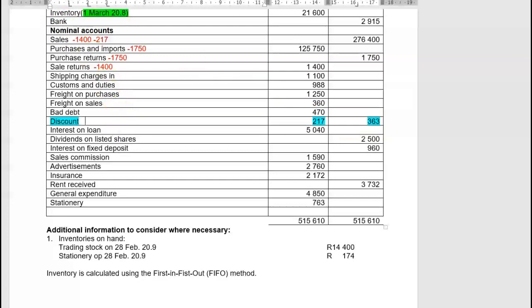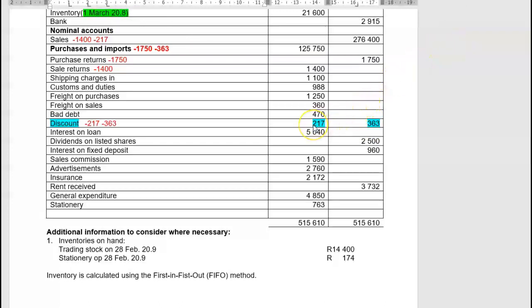And then also what we're going to do is take out the 363 Rand. The 363 Rand is a credit balance, so therefore it's discount received. Now where do we receive discounts? We receive discounts on purchases. So we're going to debit that account, discount 363, and we're going to credit purchases 363. Good, I don't know why suddenly we have it here in bold, but nevertheless. Good.